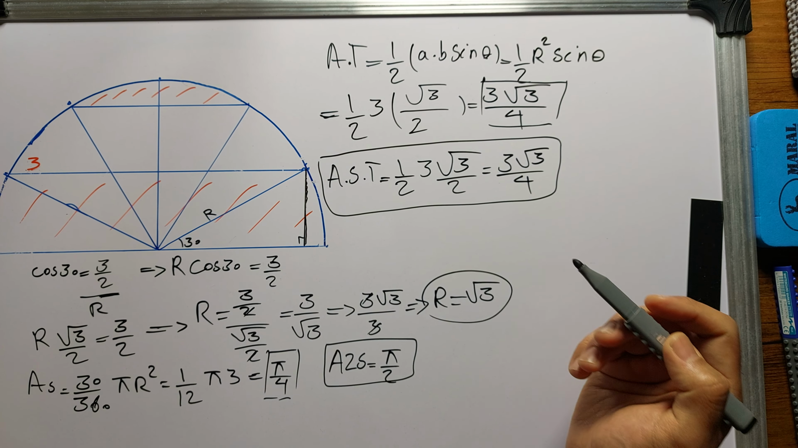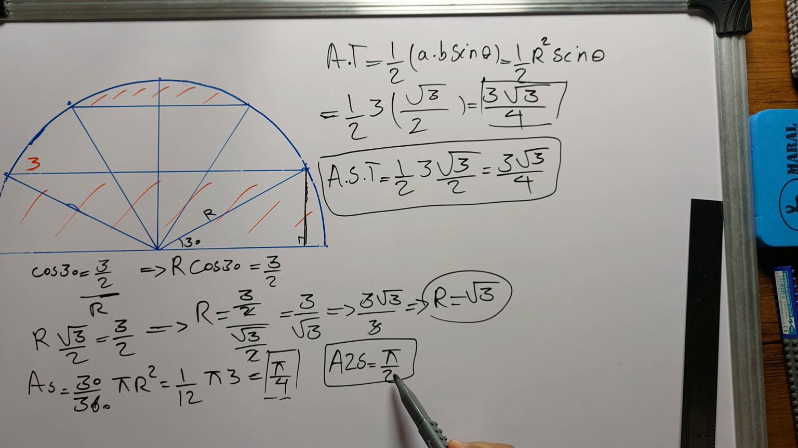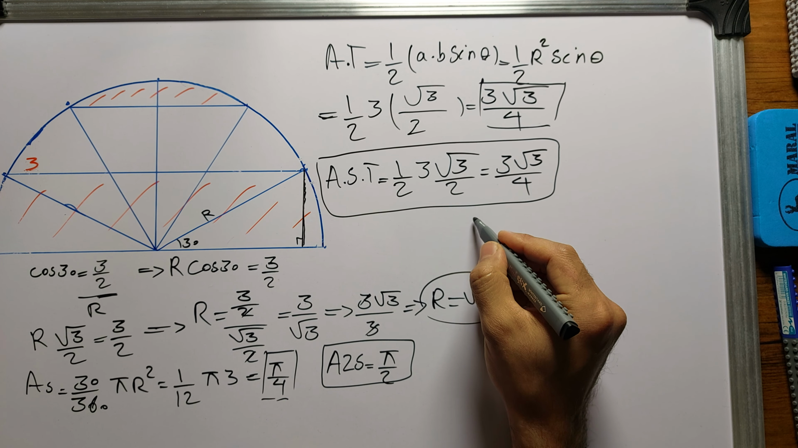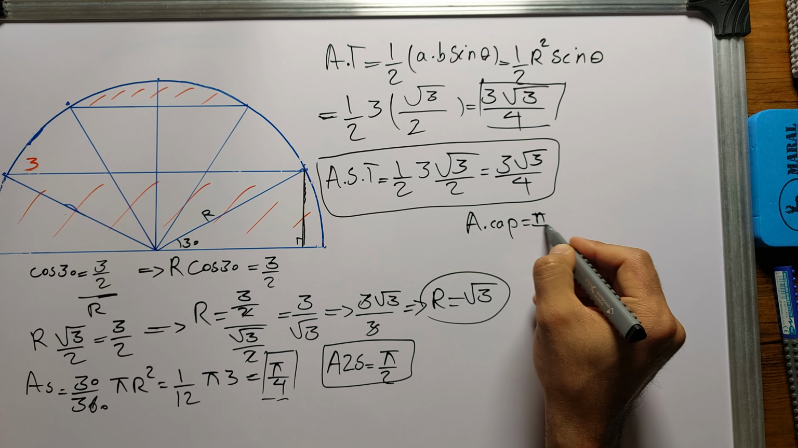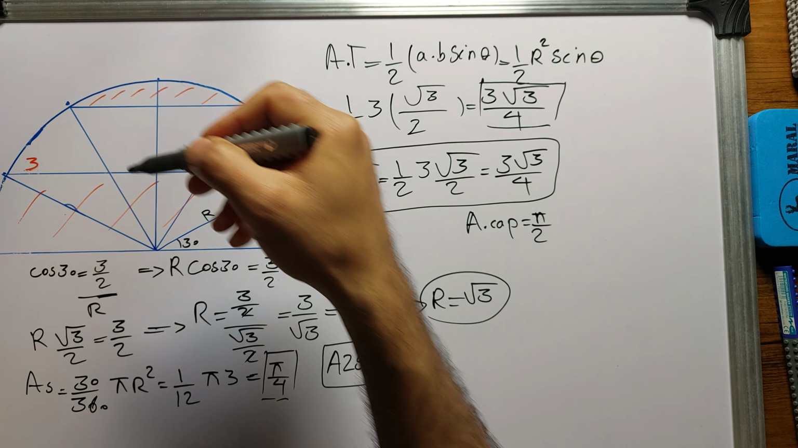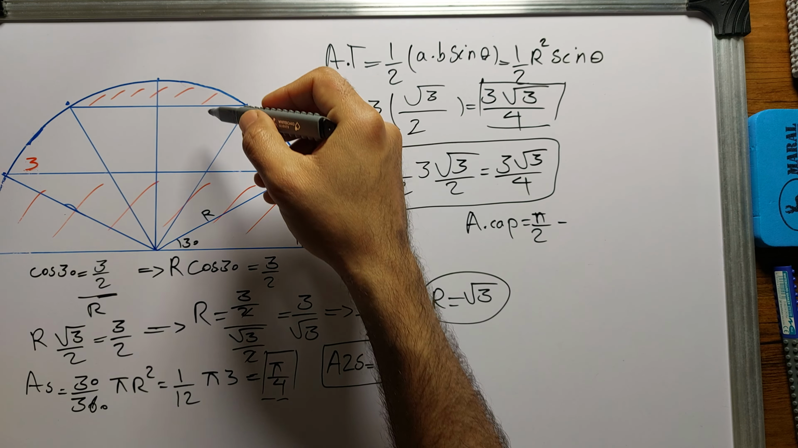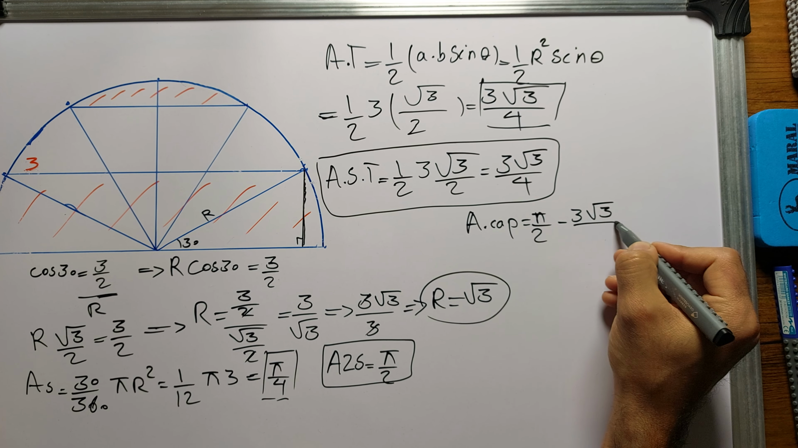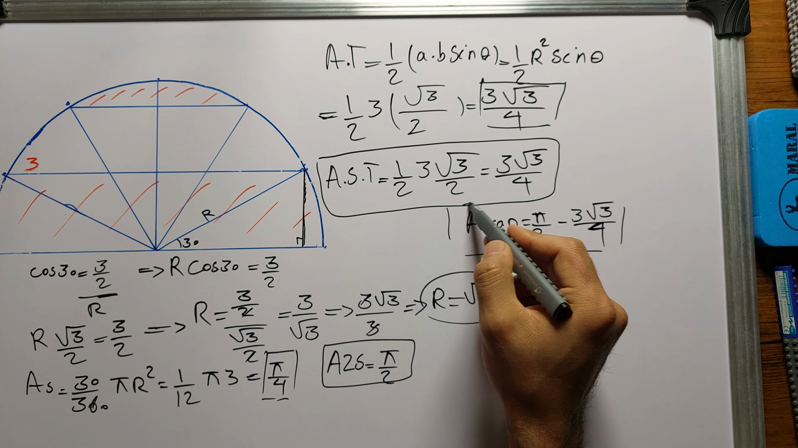So now we have this area here, and we have the area of the two slices here. The area of the two slices was pi over 2. So let's write it down here. Area of cap equals pi over 2, because that's the area of these two slices or sectors, minus the area of this second triangle, which is 3 square root of 3 over 4. So that's the area of the cap.